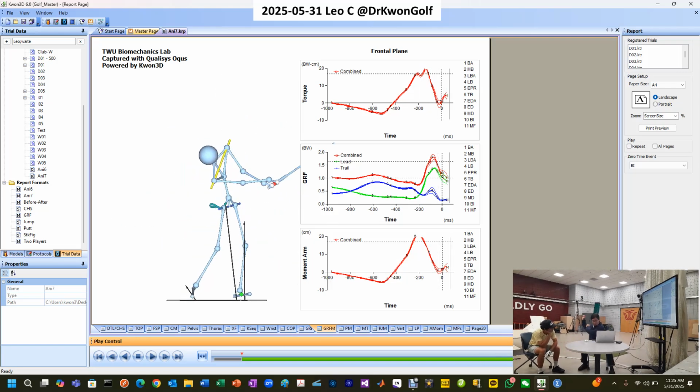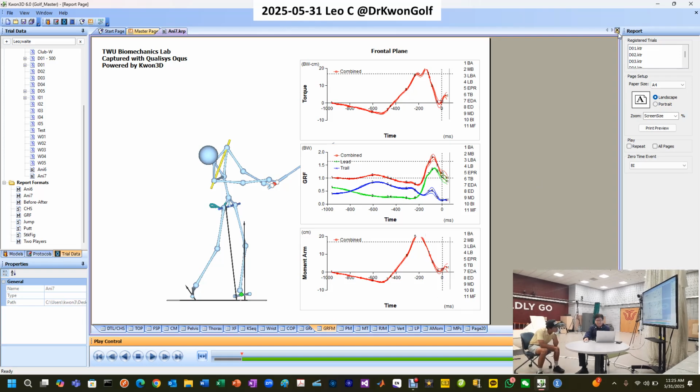You have to really let it go, swing through. So you have to let the arms and club go through, instead of having this body motion like this. So this shows a different pattern here.